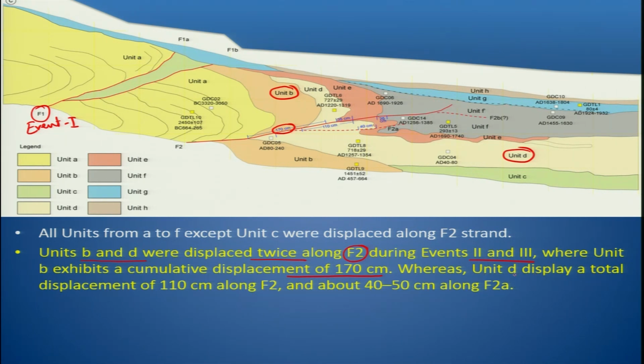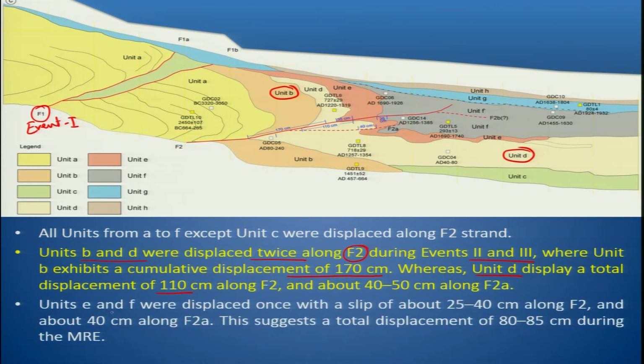Whereas unit D displays a total displacement of about 110 centimeter along F2. So what we saw is that it is displaced 110 here, and the rest has been consumed along the F2A. So around 40 centimeter was consumed. This becomes more or less similar to what we see here. So around 40 to 50 centimeter along F2A, and this was for unit D.